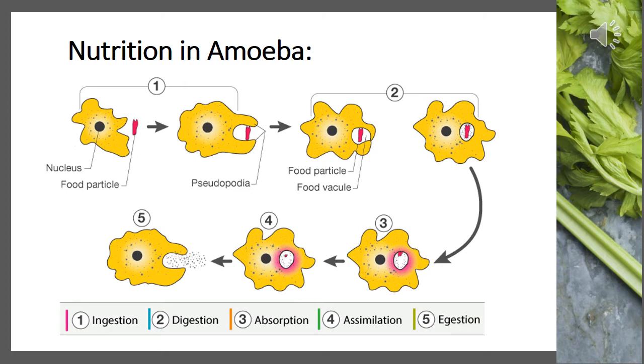Fourth, it gets distributed throughout the body. So assimilation takes place. And fifth, if you see, the undigested food is thrown out of the body of amoeba through the process of egestion. So here also, as I told, it has the holozoic mode of nutrition. All 5 steps have been followed. First is ingestion, then digestion, absorption, assimilation and egestion.